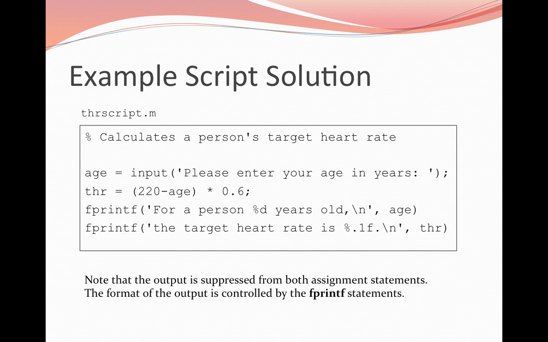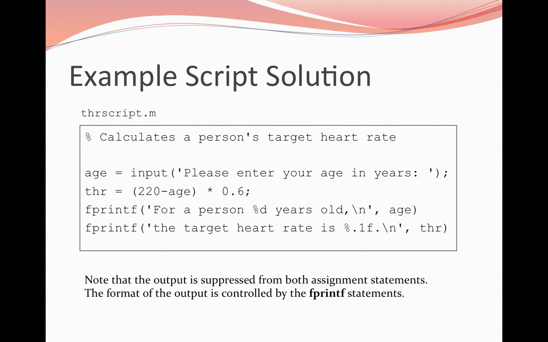So again, notice that we're suppressing the output from both the assignment statements in the input and in the calculation of the target heart rate. So we don't see that when we execute the script. Instead, we just see what we control with the formatting with the fprintf statements. In this case, we're printing 2 lines, and I happen to be using 2 fprintfs, but that's just because it's easier to fit that on the screen here. I could print everything in 1 fprintf.